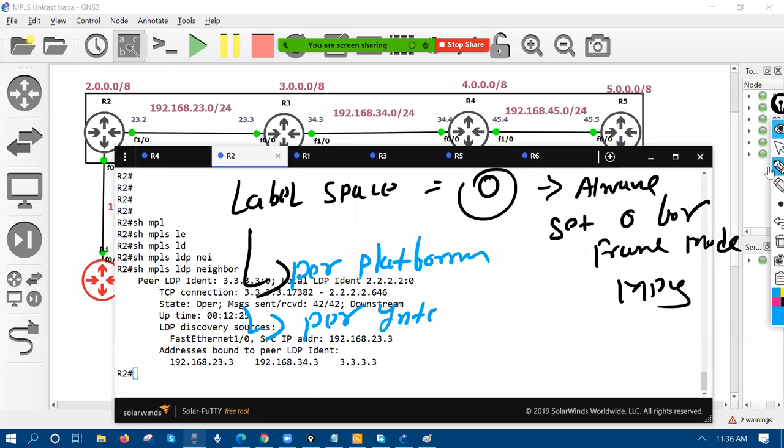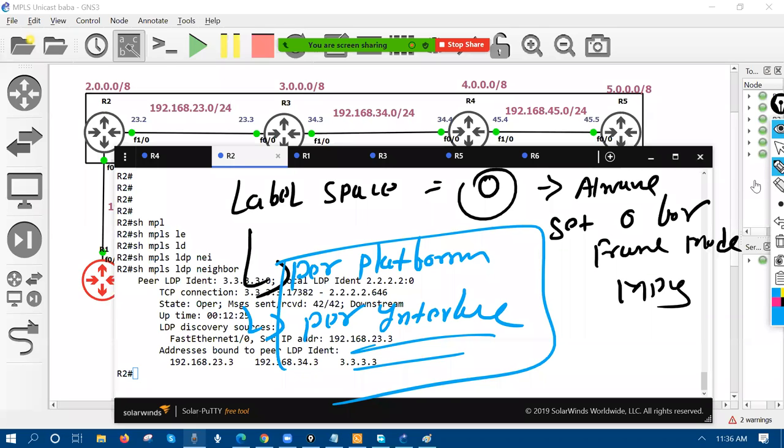By default, we are using the per platform label space. For the per platform label space, this is the identification: if you see the 0 over there, it means that this LSR router, or we can say this complete router, is going to use the per platform label space or frame mode MPLS. If you see any other value except this one, it means you're going to use the per interface. In per platform, what happened?